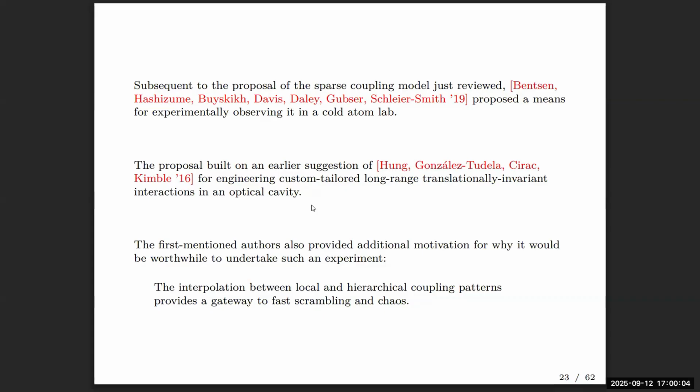Okay. And then the first mentioned authors also provided a bit more motivation for why it might be worthwhile to study them. Basically their punchline is that to really see chaotic behavior, which you can think of, for example, as looking at when you get fast scrambling, or you can look at the level statistics, the point is that to get things that are chaotic, you shouldn't have any kind of order, neither linear nor hierarchical.